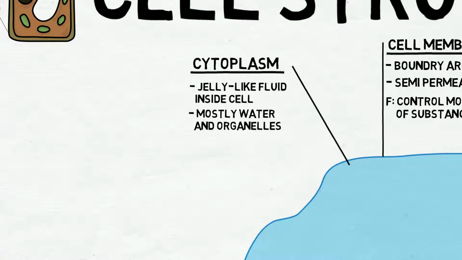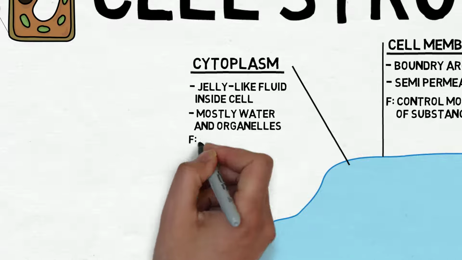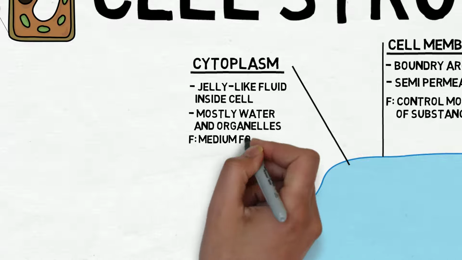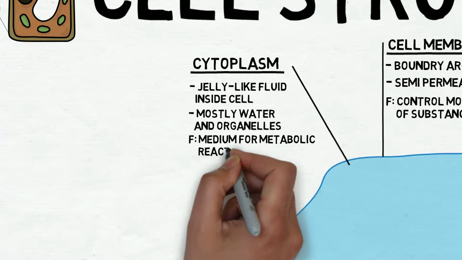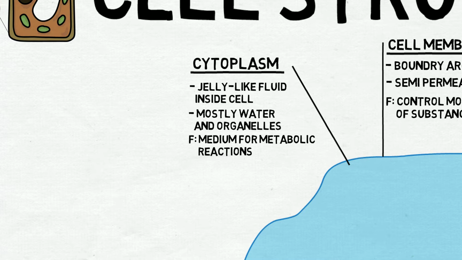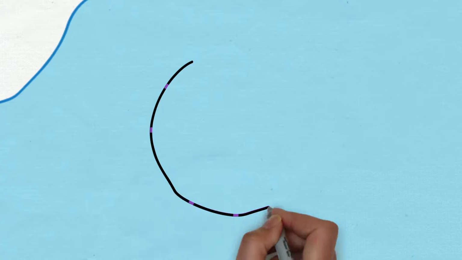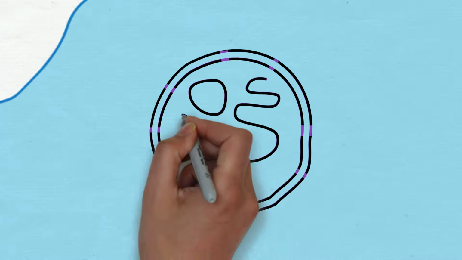Due to this, the cytoplasm has many functions. It stores and transports many substances, and it gives shape to the cell. But most importantly, it is where all of the metabolic reactions of the cell take place. Metabolic reactions are all the chemical reactions that take place within the cells of all living organisms, like digestion, respiration, and photosynthesis.